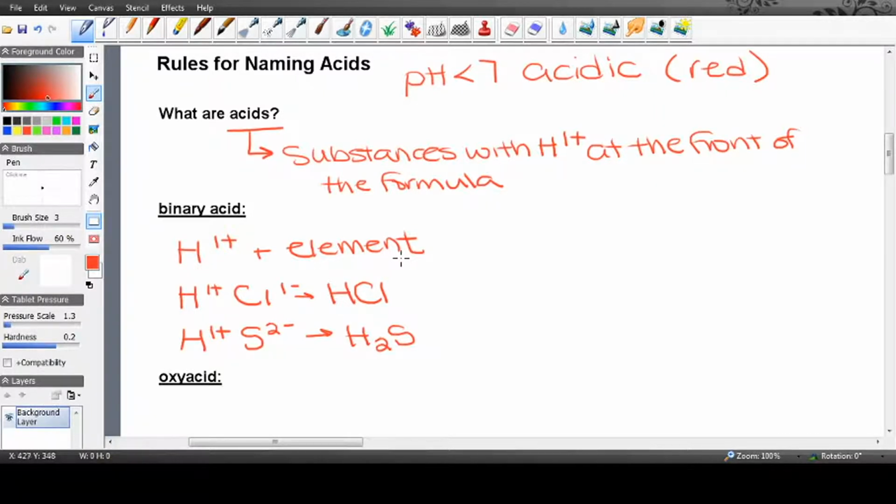So how do we write names for binary acids? The naming rule looks like this. We use the prefix hydro, and then we name the element that the hydrogen is bonded to, and then we change the ending to -ic.